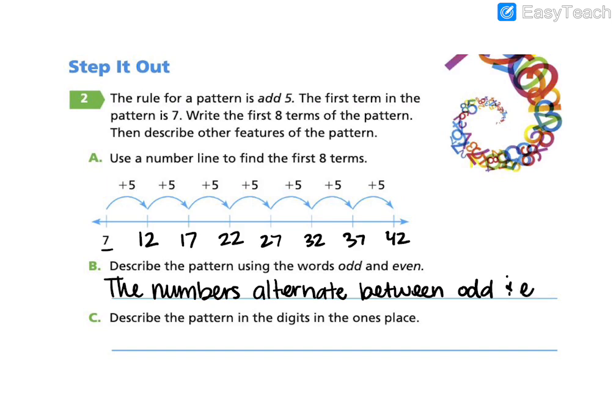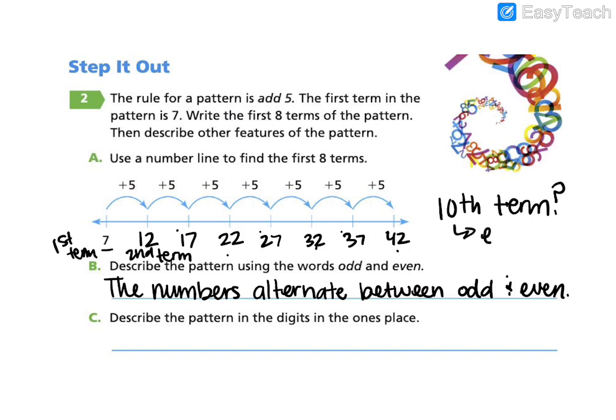odd and even. So if we know that the first term is odd, the second term is even, the third term is odd, fourth even, fifth odd, sixth even, seventh odd, 8 even. What would the 10th term be? Well, we know the 9th would be an odd number, so the 10th term would have to be an even number.